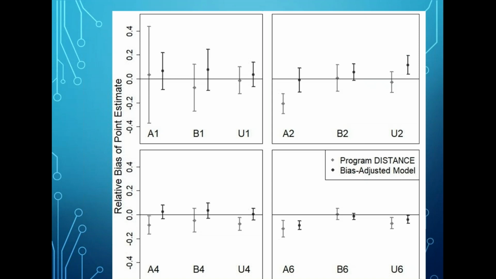You can see that for all of these different scenarios our model did either better or as well as program Distance. It should also tell you some concerning things: if you're using program Distance and you do have some of these distributions, it's actually giving you some pretty inaccurate estimates. So we were pretty pleased with the results from this.